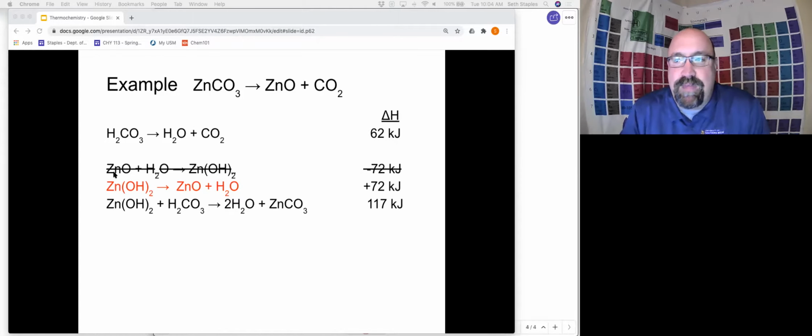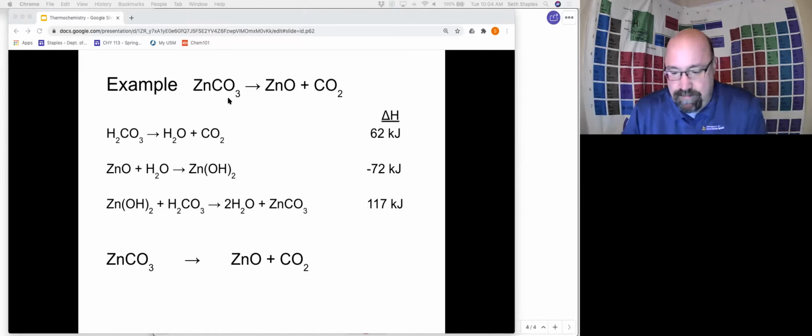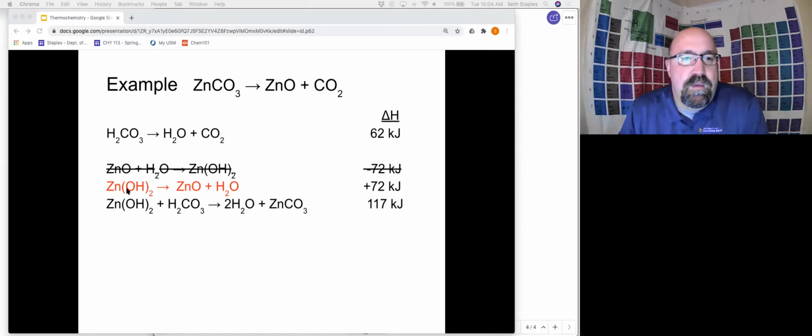So we're going to flip that one over, and that means that we flip the enthalpy as well. Sorry, it disappeared down here. I'm not sure where it went, but our target equation is still at the top here. So we've flipped this and we've flipped our enthalpy.